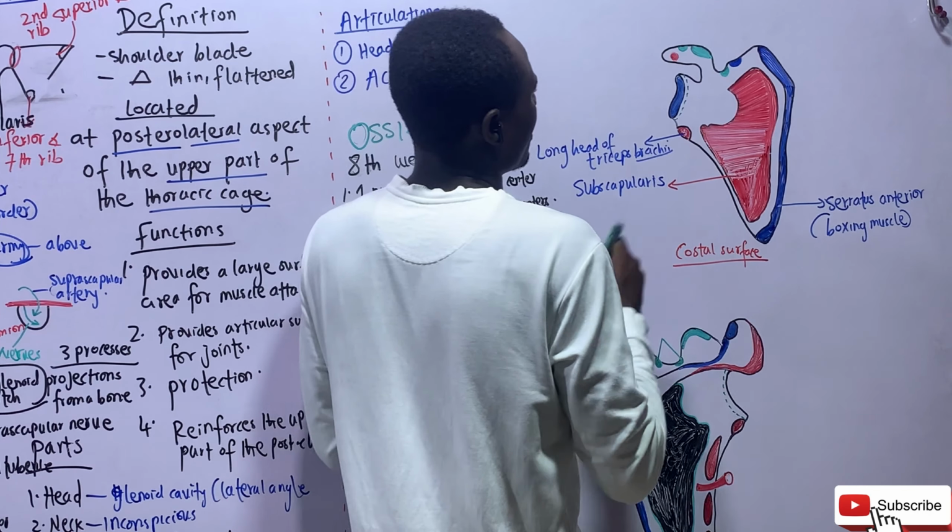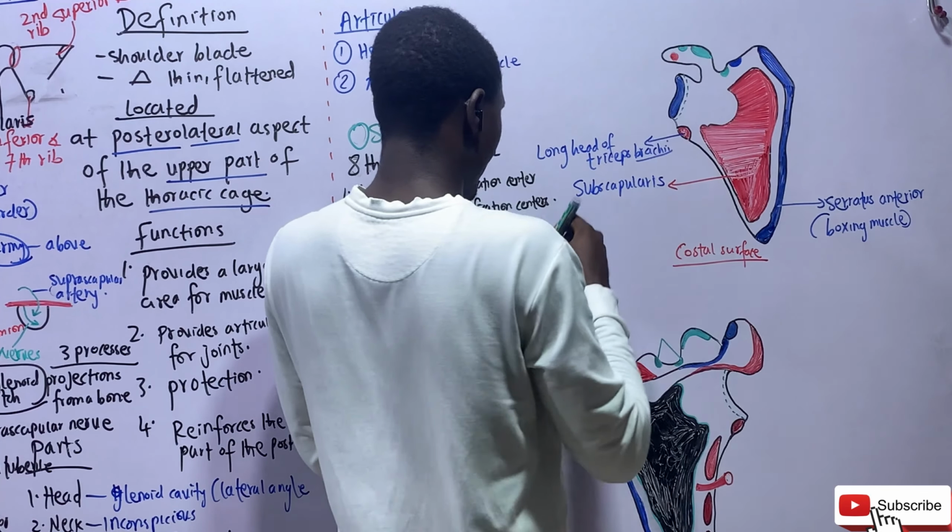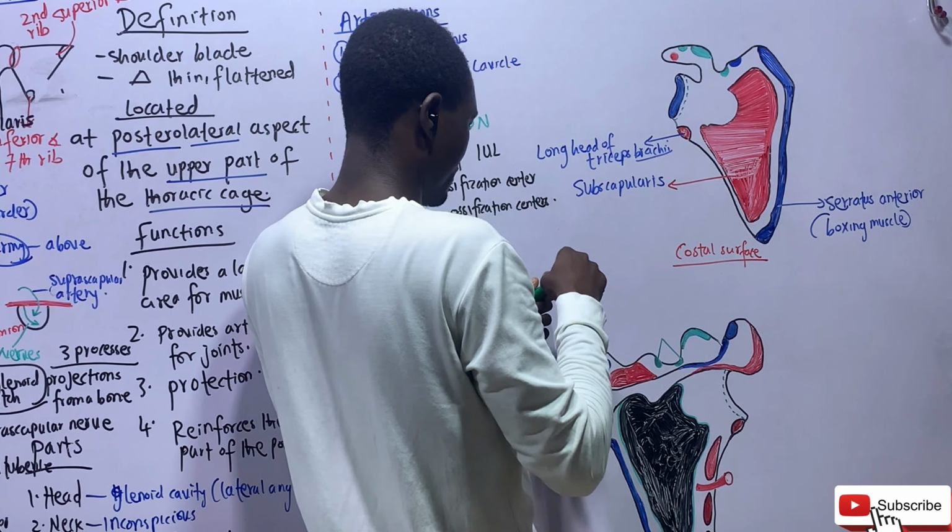And we also have a muscle here. This muscle right here is 2 in 1. At the tip of the coracoid process, okay, 2 muscles are attached. So we have the short head of biceps brachii.